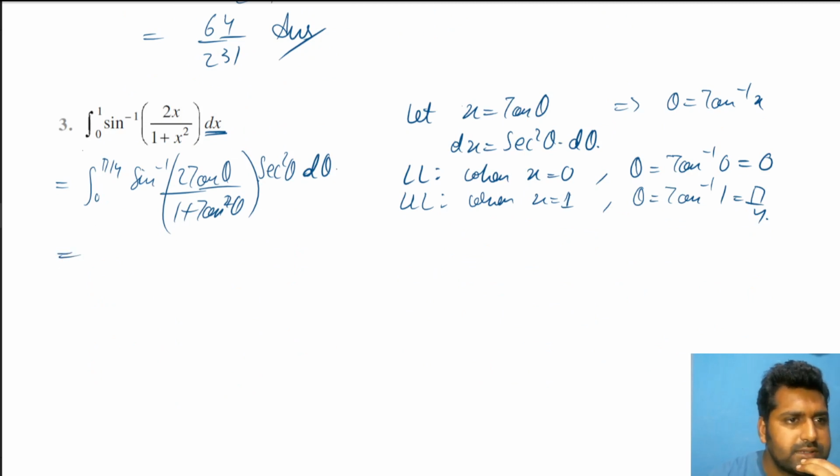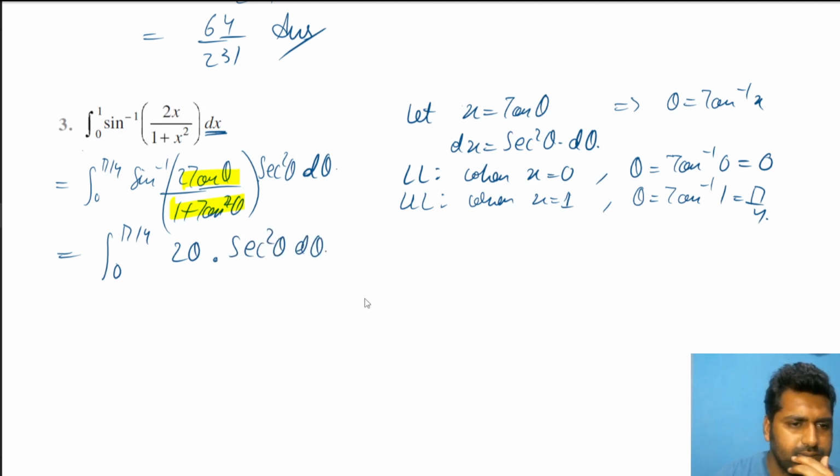So this becomes sine 2 theta, and sine inverse and sine cancels. Okay, I have to change the limit. Oh, I have changed it. So this becomes 0 to pi by 4. This becomes 2 tan theta over 1 plus tan square, na? So this becomes only sine 2 theta, that means 2 theta into sec square theta d theta.